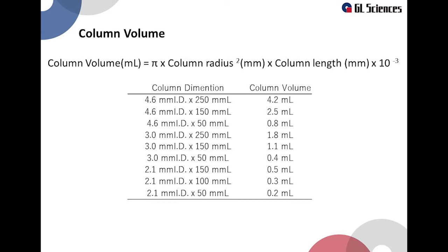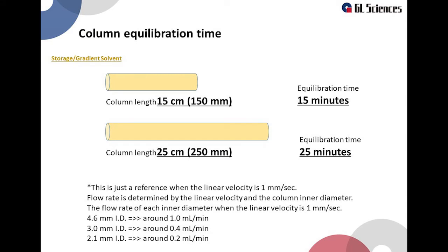The column volume can be calculated by the formula shown here. The column volume of typical columns are shown. Please refer to this page. Calculating the running time from the column volume can be a tedious job. A rule of thumb is to equilibrate 1 minute per 10 mm column length. For a 15 cm length column that would be 15 minutes, for a 25 cm length column 25 minutes.